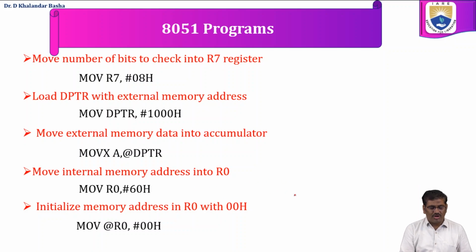Next, MOV R0, #60H. This is the address we are going to load into the R0 register. Next, initialize the memory address R0 with 00 because we have not checked any data. So first we are going to load into that memory location, which is nothing but the 60H location, and initialize it to 0. Whenever the data is shifted, if the bit is 0, then we are going to increment this memory location's contents.